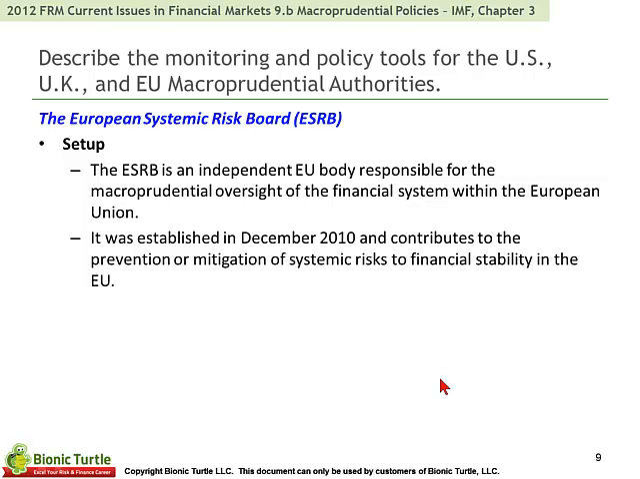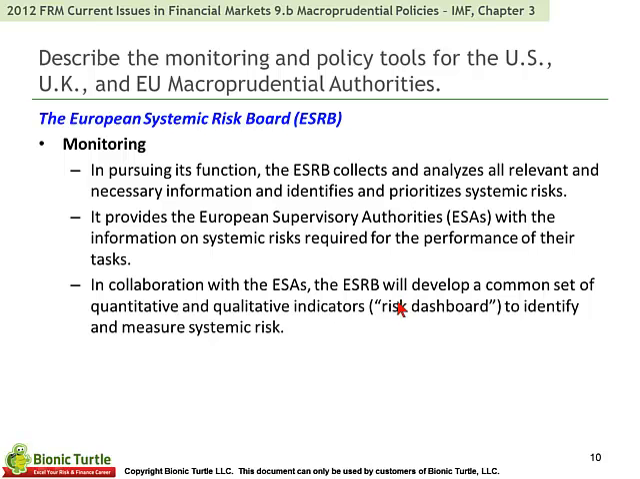Then we have the European Systemic Risk Board, ESRB, an independent EU body responsible for the macroprudential oversight of the financial system within the European Union, established in 2010 and contributes to the prevention or mitigation of systemic risks to financial stability in the EU. In regard to monitoring and pursuing its function, the ESRB collects and analyzes all relevant and necessary information and identifies and prioritizes systemic risks. It provides the European supervisory authorities with the information on systemic risk required for the performance of their tasks. In collaboration with the European supervisory authorities, the ESRB will develop a common set of quantitative and qualitative indicators, quote-unquote, a risk dashboard to identify and measure systemic risks.